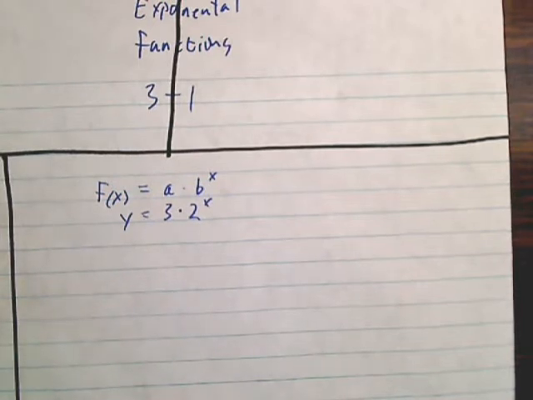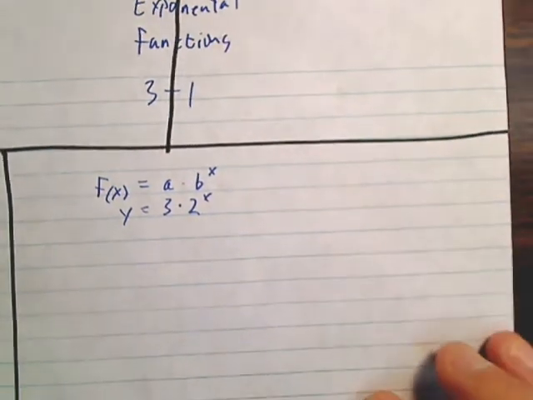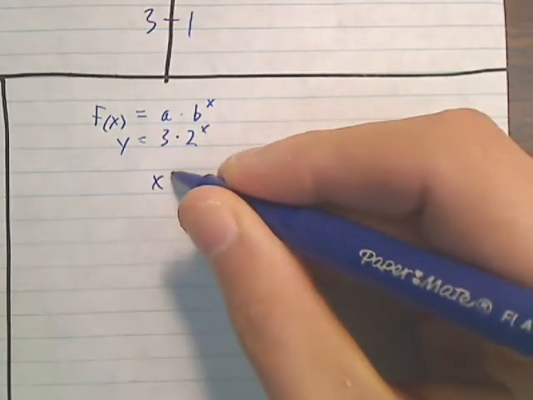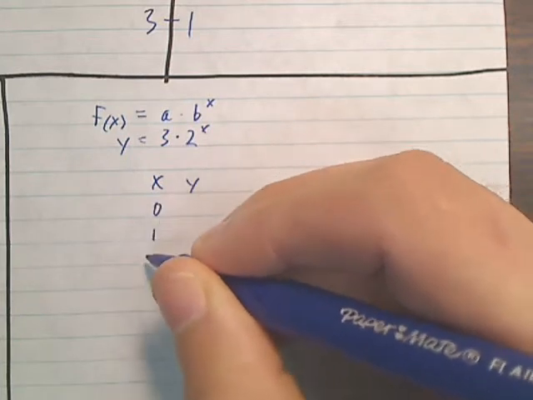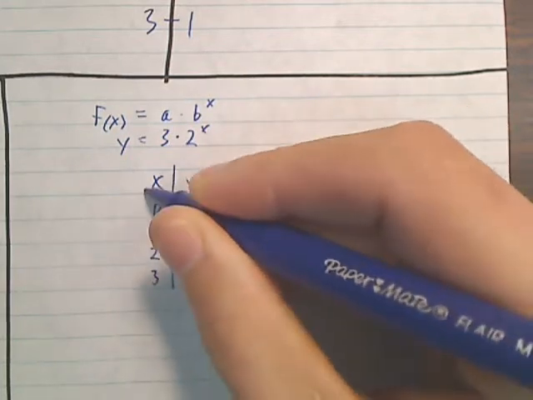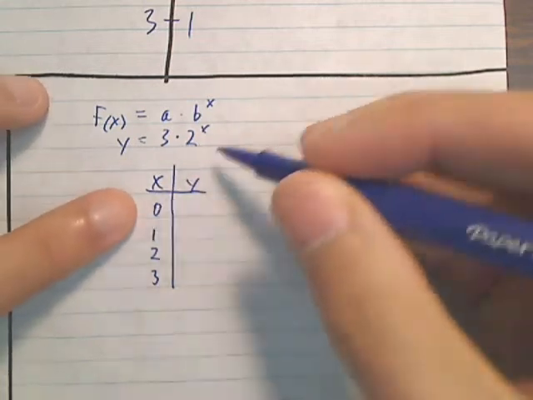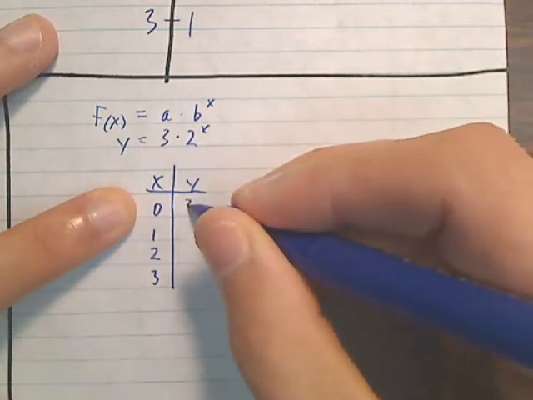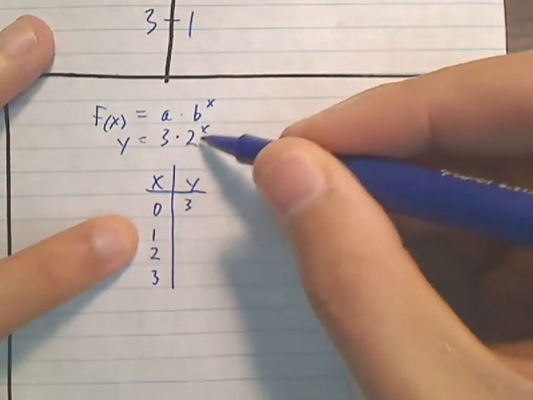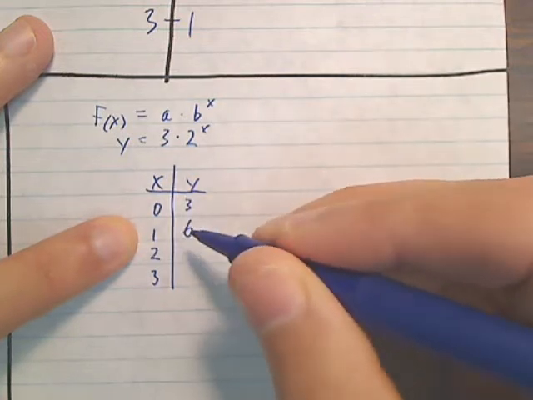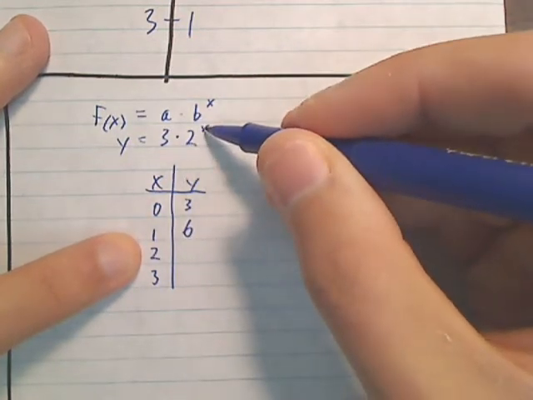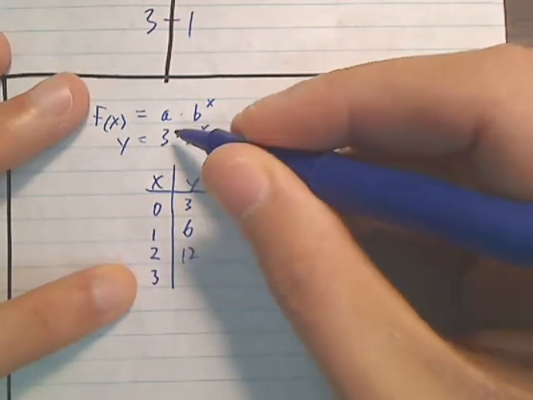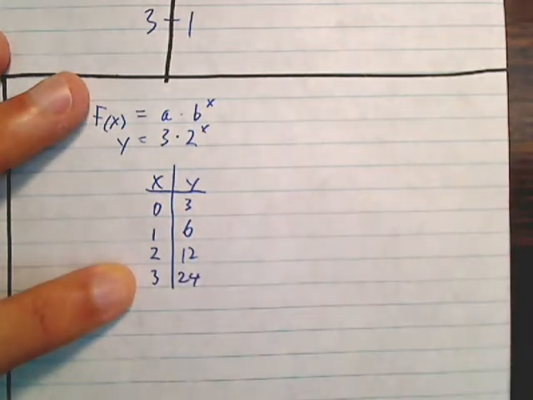Let's make a little chart here of x's and y's. We'll go to 0, 1, 2, 3. Okay, let's plug these numbers in. 2 to the 0 power, well, anything to the 0 power is 1. 1 times 3 would just be 3. 2 to the first power is 2 times 3 is 6. 2 to the second power is 4 times 3 is 12. And 2 to the third power is 8 times 3 is 24.